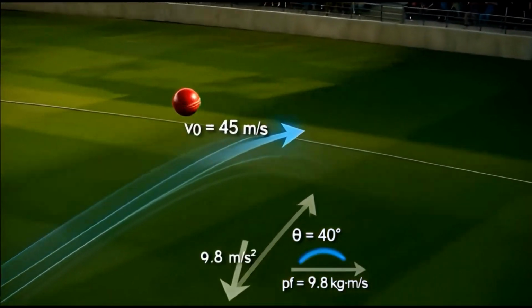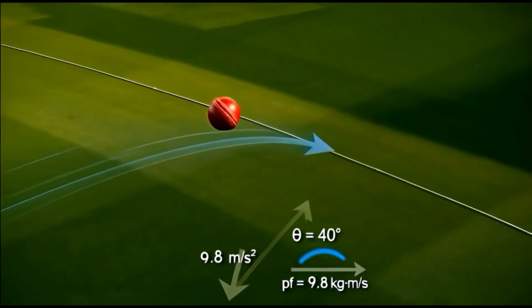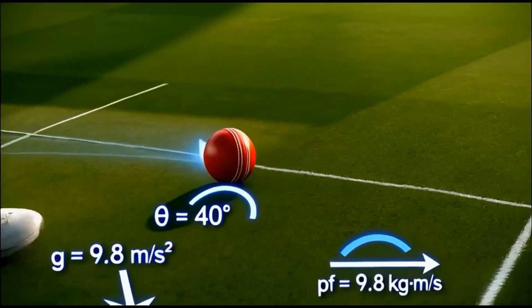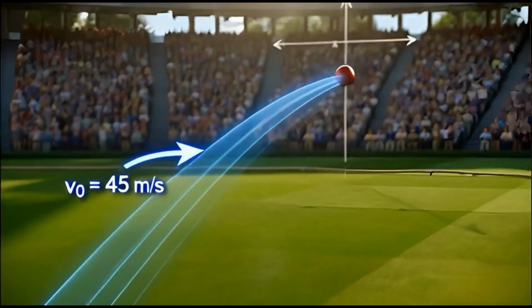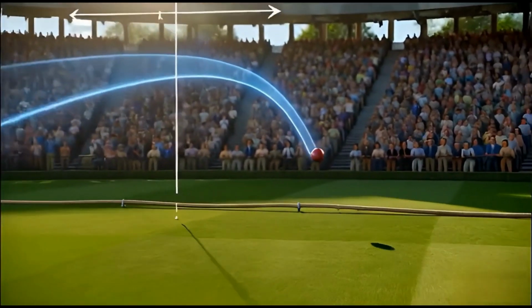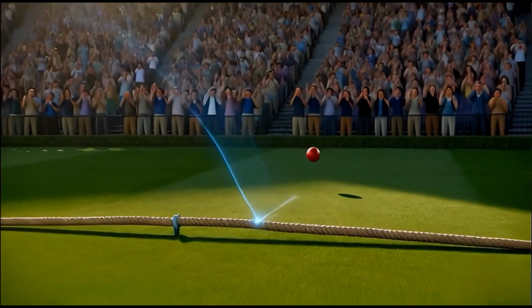Even though the contact time is extremely short, the force involved is enormous, producing a large change in the ball's momentum. Before the collision, the ball's momentum is directed toward the batsman. After the impact, the bat transfers momentum to the ball, sending it rapidly away in a completely new direction. This transfer of momentum is what propels the ball high into the air toward the boundary.